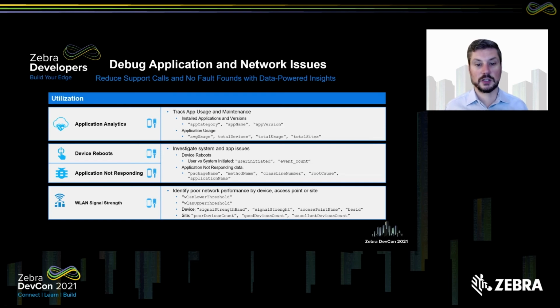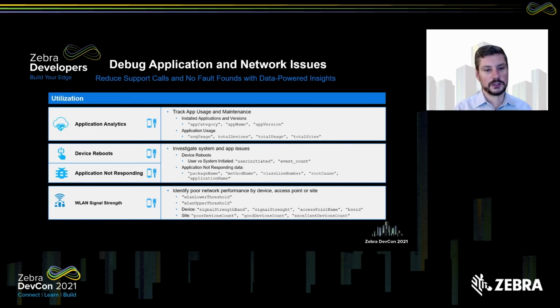And then lastly, on the wireless LAN, this can help you troubleshoot if there are areas within a building where you're having some low signal spots, as well as if you have devices that are having regular issues with connectivity that maybe need to get looked into. So a lot of things to evaluate there.